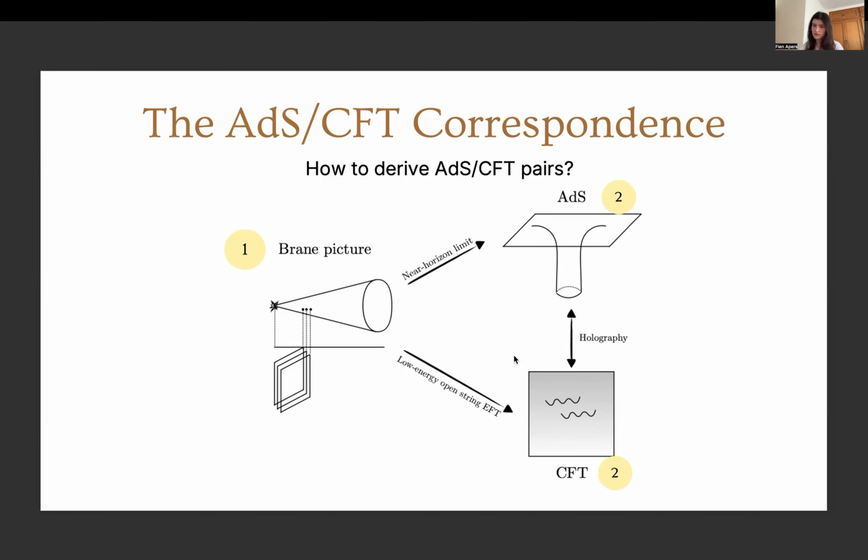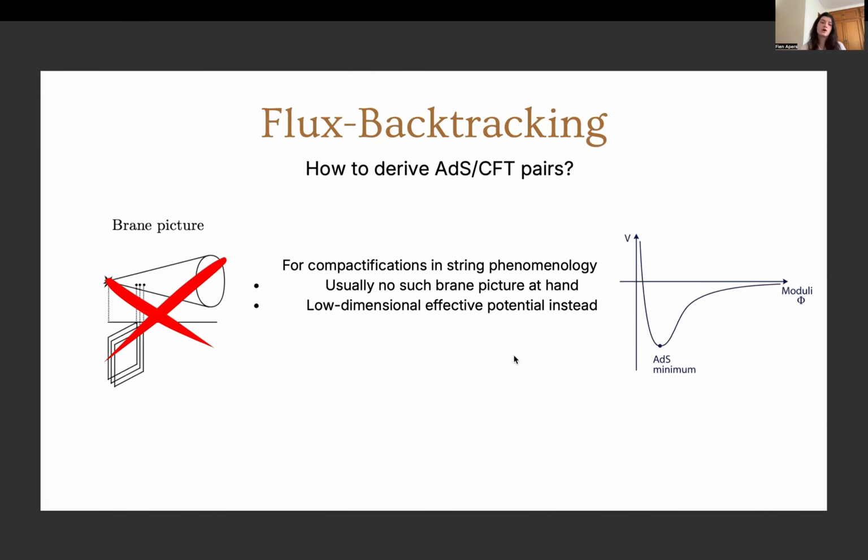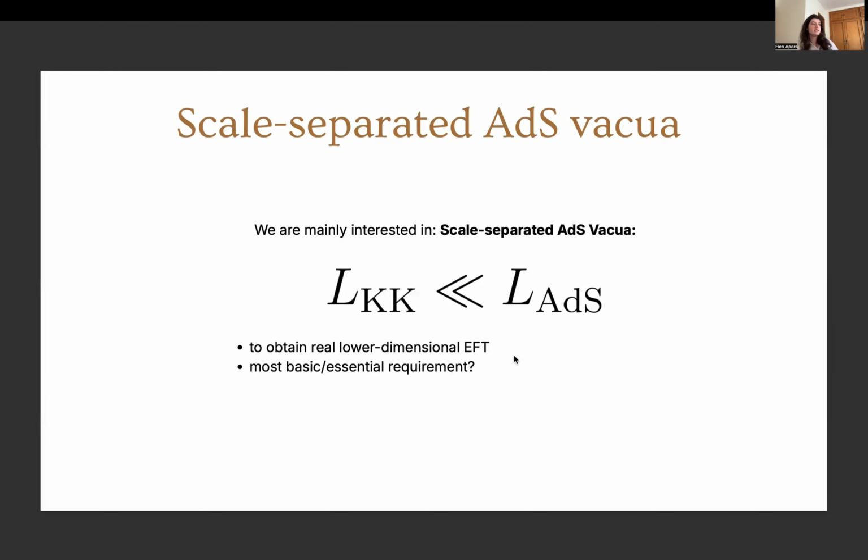Now, in string phenomenology, when we do string compactifications, this brane picture is usually not what we have at hand for AdS vacua. Instead, we have a low-dimensional effective potential with an AdS minimum. The main AdS vacua of interest for string phenomenology are scale-separated AdS vacua. These are AdS vacua where the length scale of the internal dimensions, the Kaluza-Klein length scale, is much smaller than the Hubble scale of AdS.